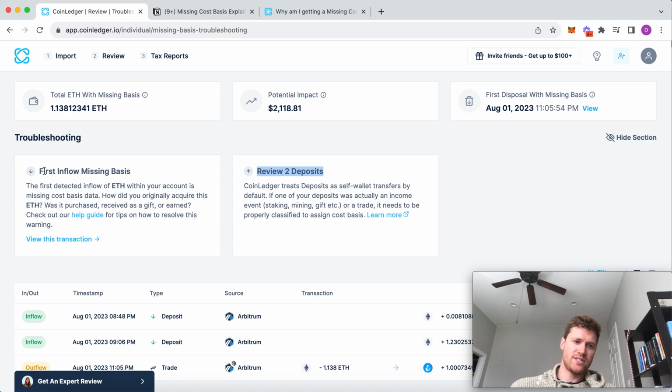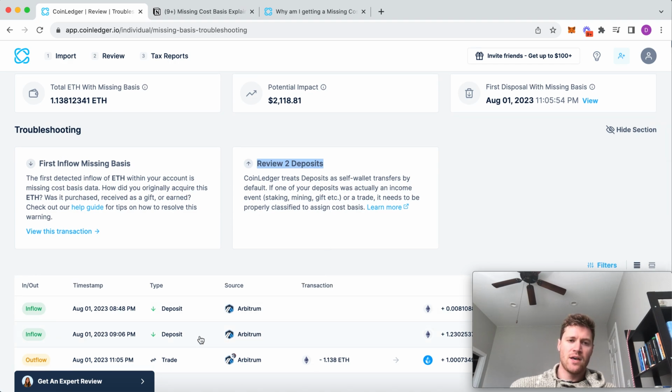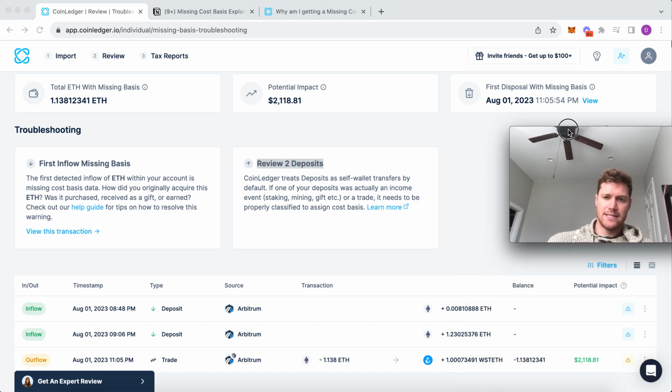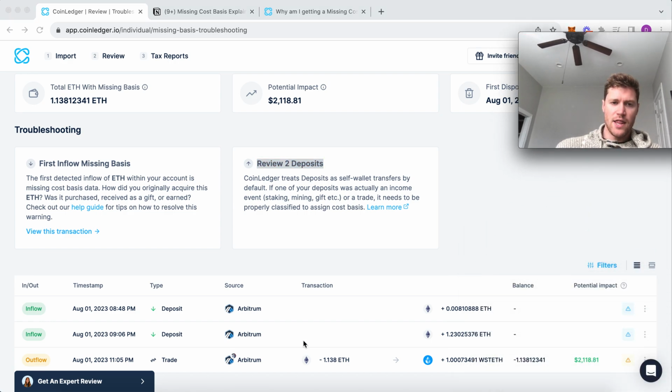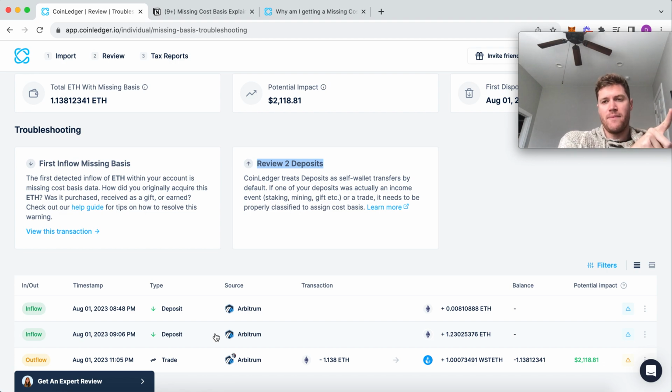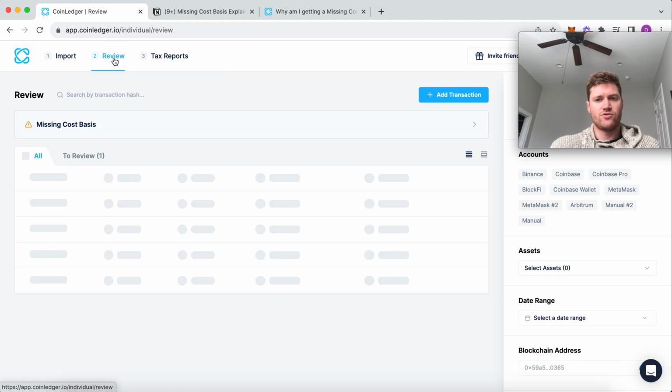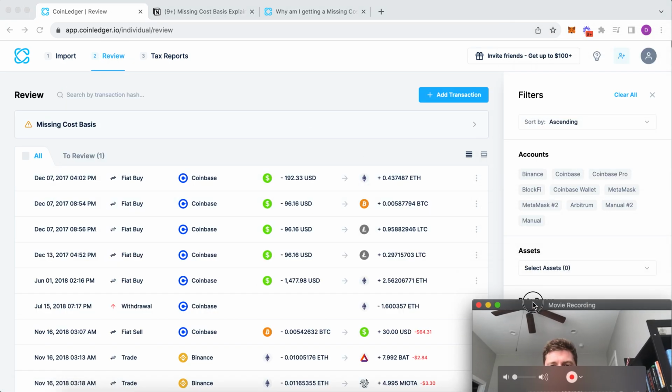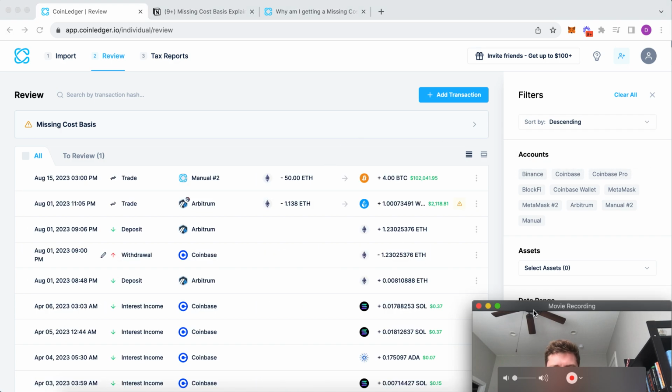We're seeing that there are two deposits. You need to review these. And it's this deposit down here that is the culprit, because this deposit is when I actually bridged Ethereum from the Ethereum main chain to the Arbitrum chain. So I'm going to need to mark this as a bridge. To do this, I'm going to need to find the associated withdrawal transaction and merge them into a bridge. So let's bring that up here.